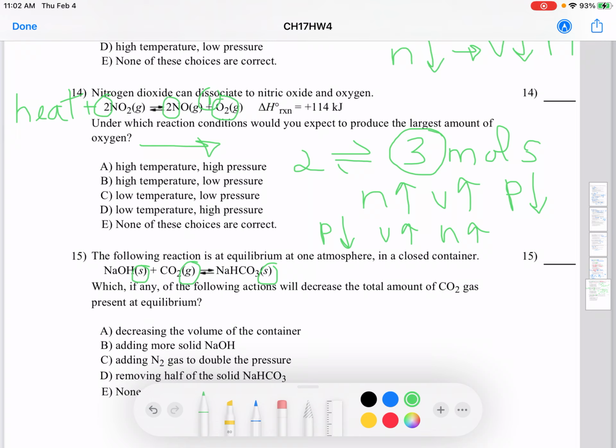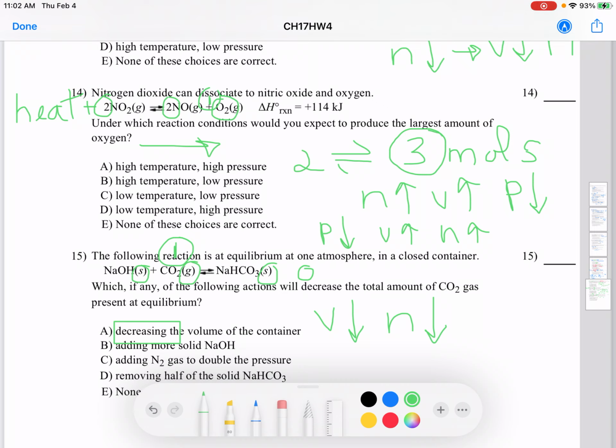Now let's see which choice is correct. Decrease in the volume of the container. What happens when you decrease the volume? Volume decreases, and then pressure increases. We don't have to worry about the pressure here. When you decrease volume, what happens to the number of moles? The number of moles needs to decrease. What is the number of moles on our reactant side? Only 1, carbon dioxide. Do we have gaseous moles in the product? No, it is 0. So when you decrease the volume, it has to reduce the number of moles.